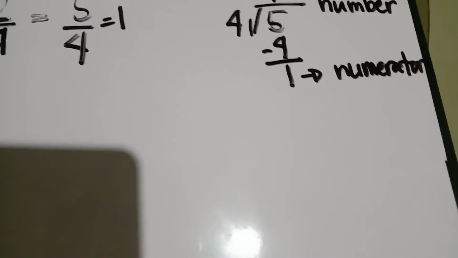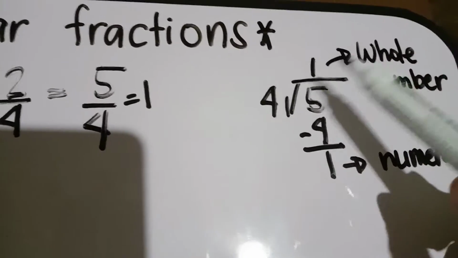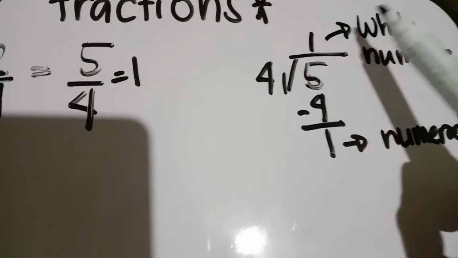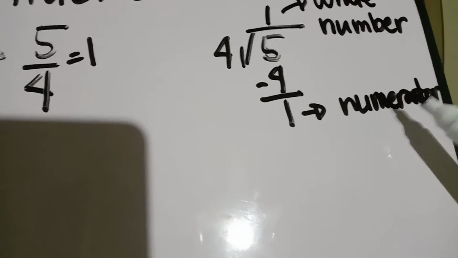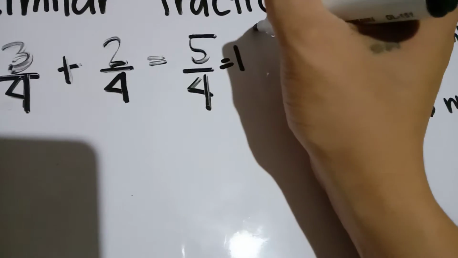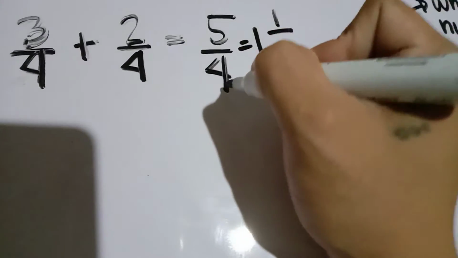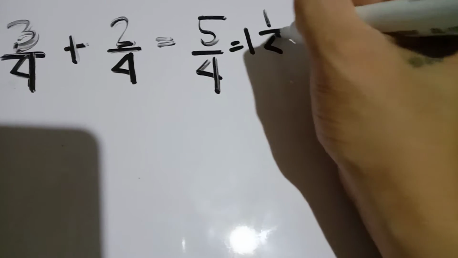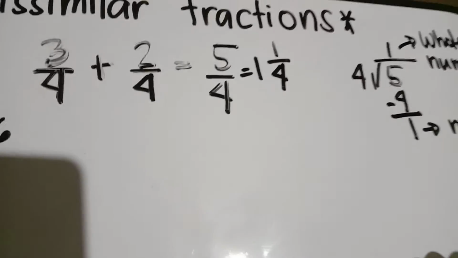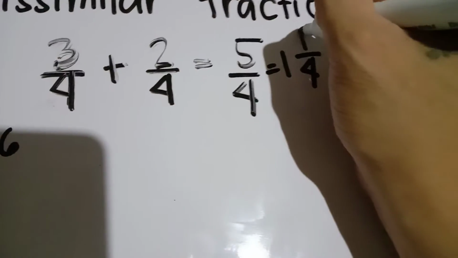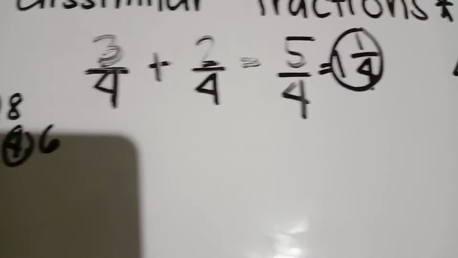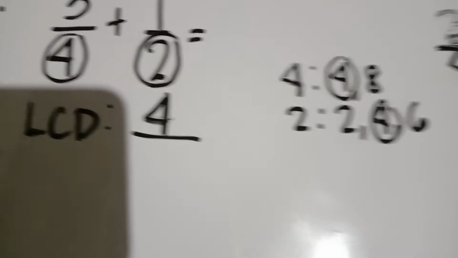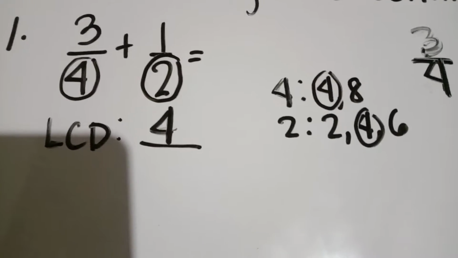Okay. So 1 is the numerator. Again, the quotient 1 is our whole number. The remainder, which is 1, will be the numerator. So 1, then just copy the denominator, which is 4. Okay. So, this is now the answer or the sum or total of 3/4 and 1/2.